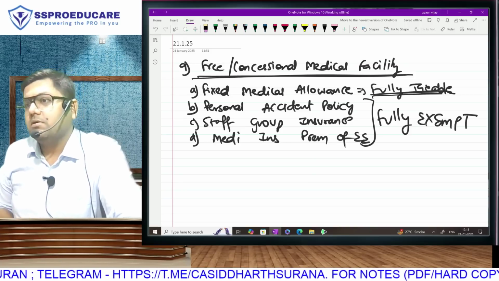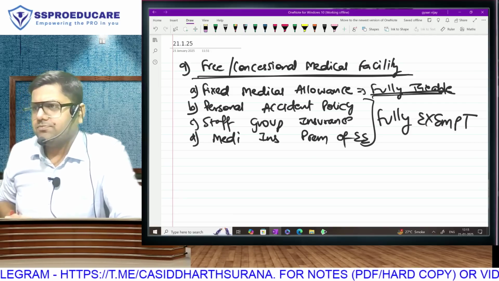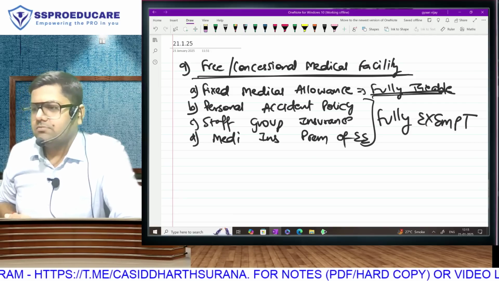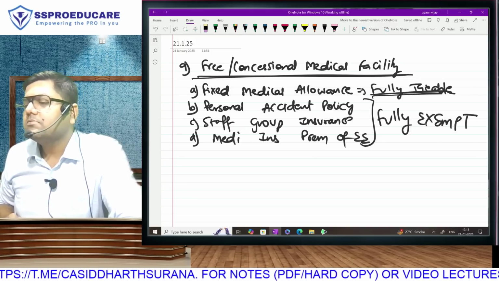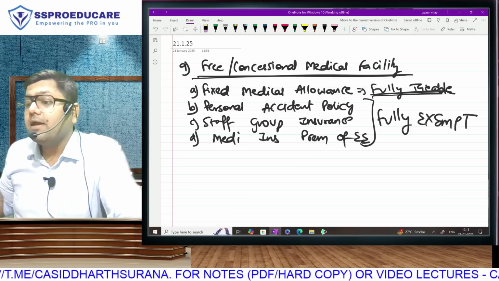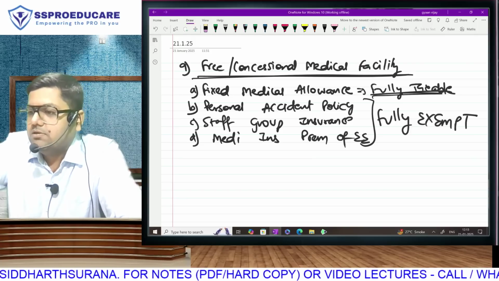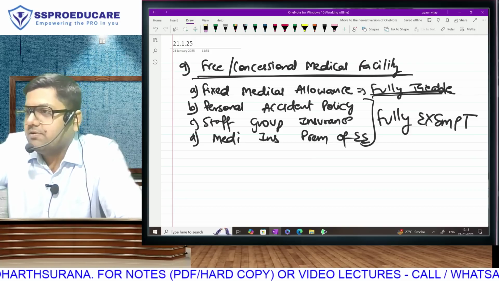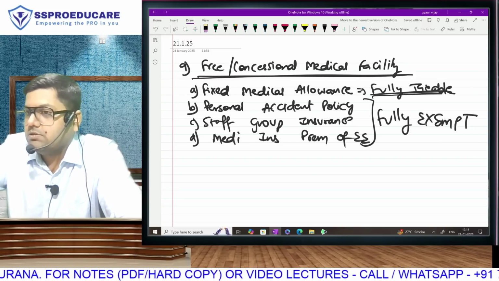Insurance is in the name of the employee or group of employees, because it can be staff group insurance also. The insurance company is not providing the benefit. Any random company, ABC Limited, is taking insurance for its employees. Anyone in the corporate world is buying this policy for their employees.